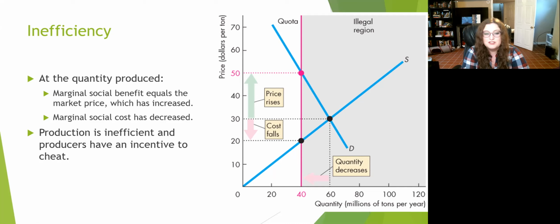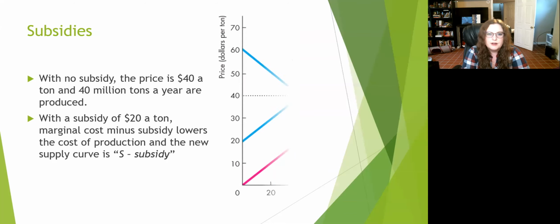But production is inefficient and producers have an incentive to cheat, right? If you know that people are going to pay you $50 a ton of garlic, what's to stop you from maybe planting a couple more tons on the side and not telling the government and then taking those to market because you know you can get $50 for them? There's an incentive to cheat the system, right?